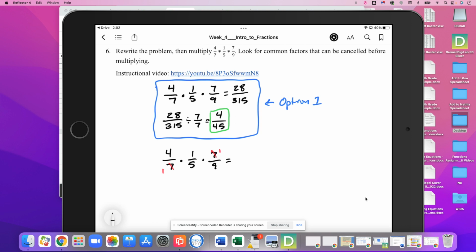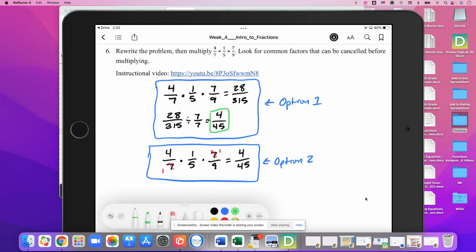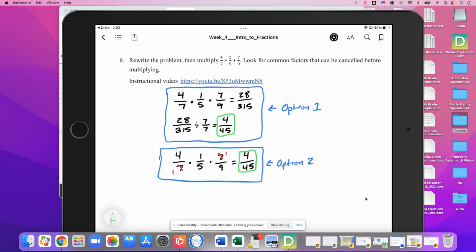So for option 2 here, we now have 4 times 1 times 1, which is 4, and we have 1 times 5 times 9, which is 45. And that got us straight to the answer without having to do any simplifying. And we'll call that option 2. And our answer being 4/45.